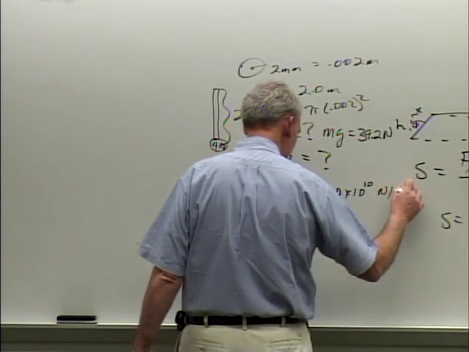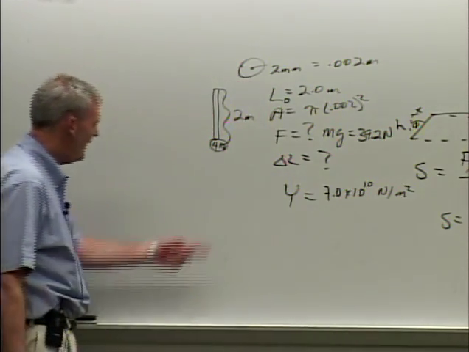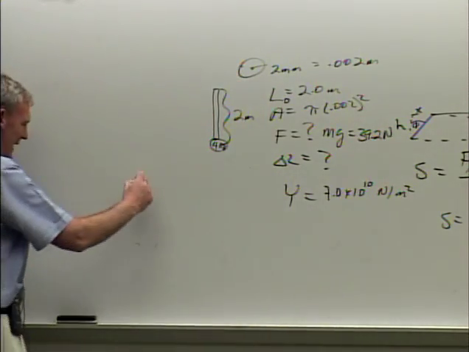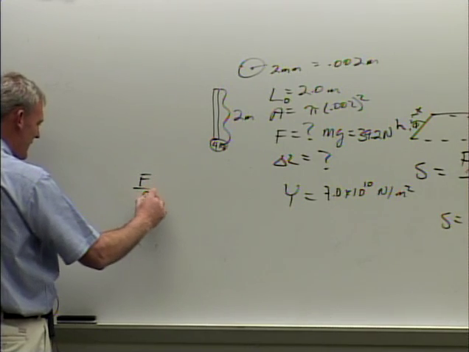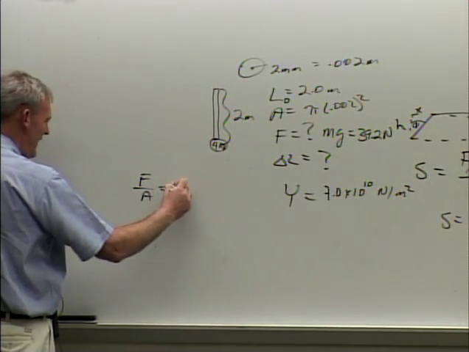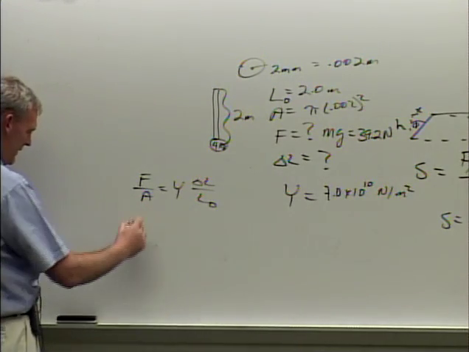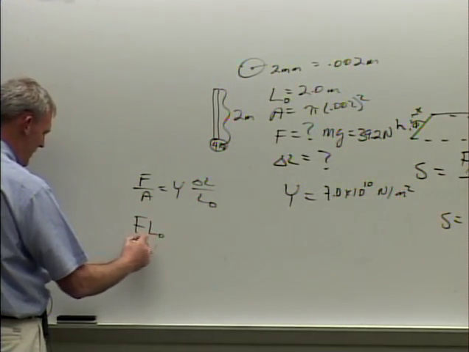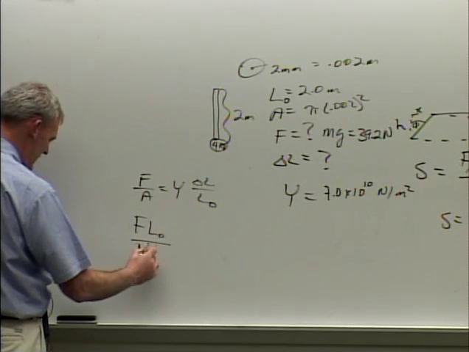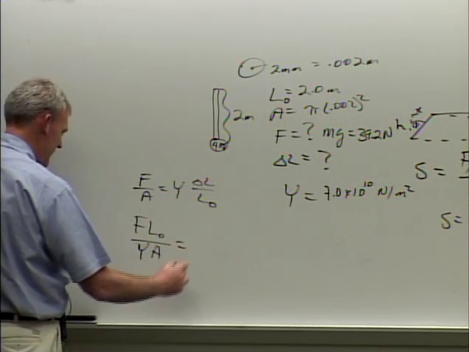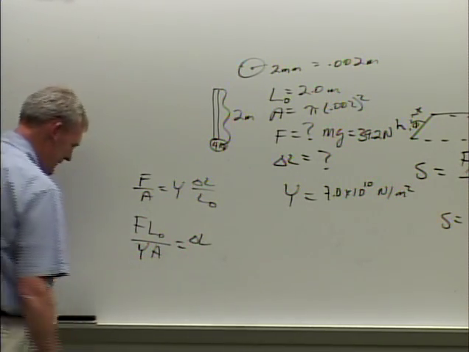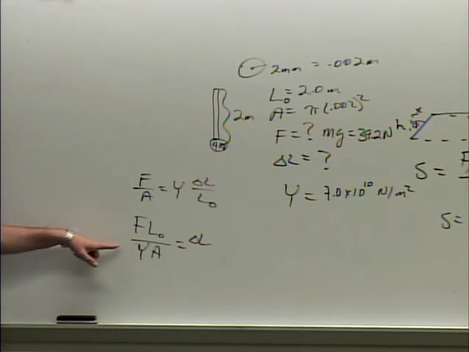Newtons per meter squared. So all I need is that delta L. That's not too bad. We just go F over A equals Y times delta L over L0. So we get F L0 over Y A equals delta L. All right.